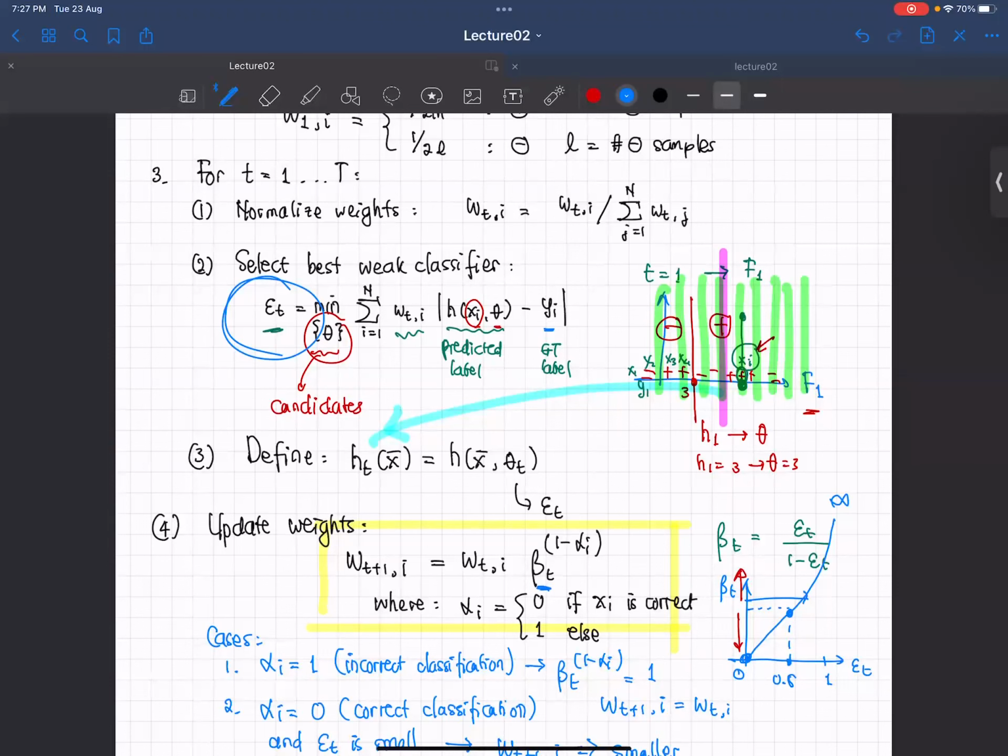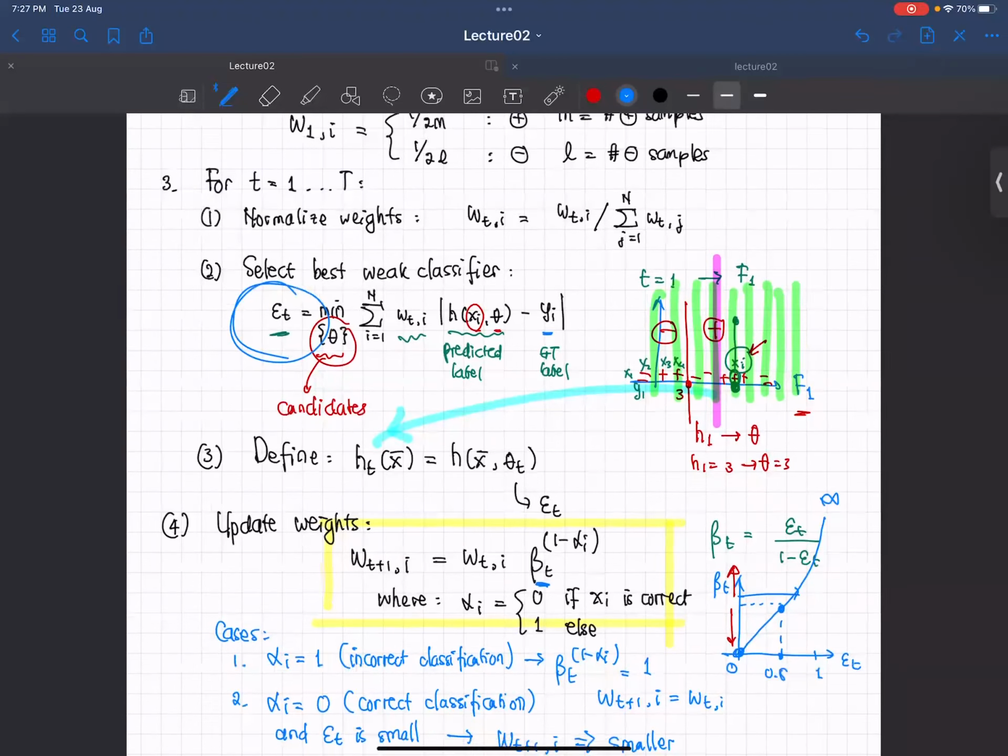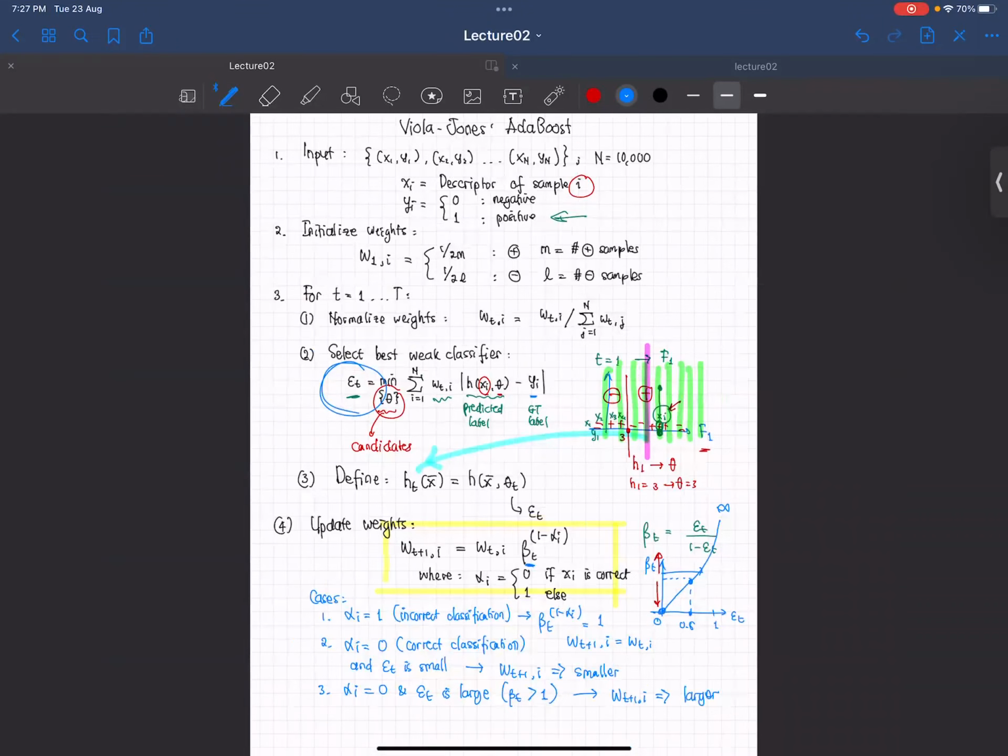Does it make sense? Okay, good. Any other questions? That's a good question, yes. Any other questions? Okay, if there are no other questions, that's all for the process of this Viola-Jones AdaBoost.